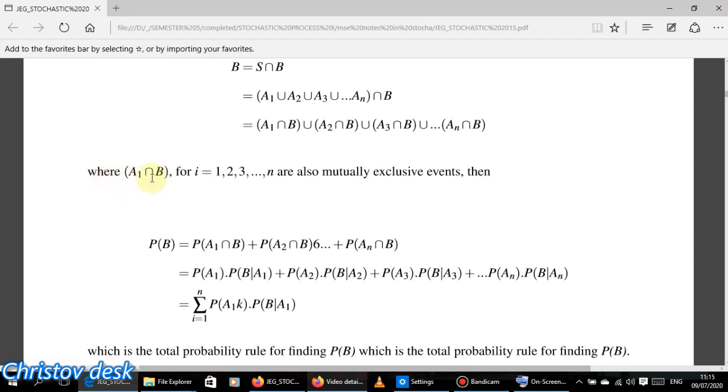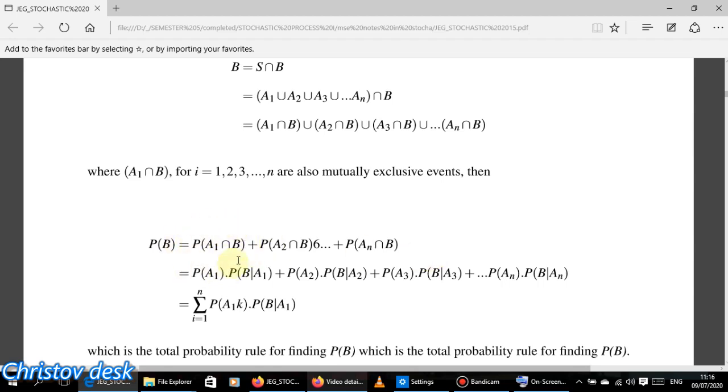So remember, where A1 intersection B are also mutually exclusive events, then the probability of B is the probability of this. You know this is B, so you apply probability on this, and you take probability through this. So the probability of B will just be the probability of this one, the union plus up to the last one.